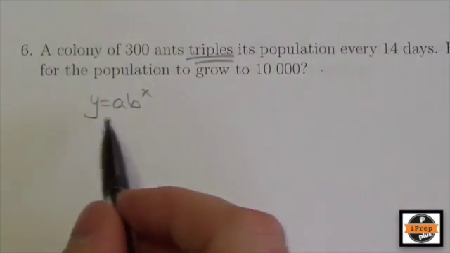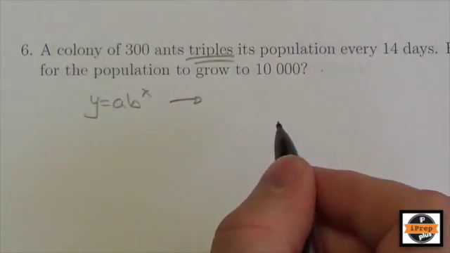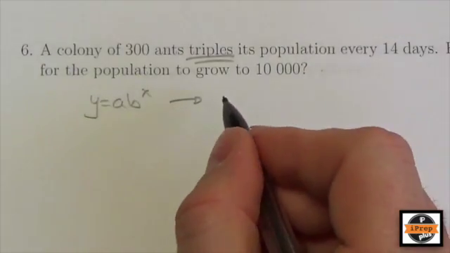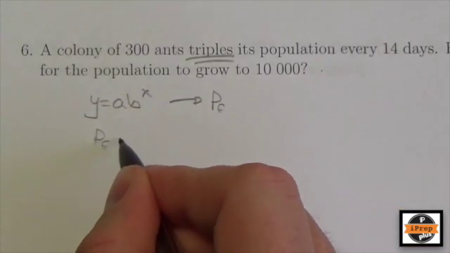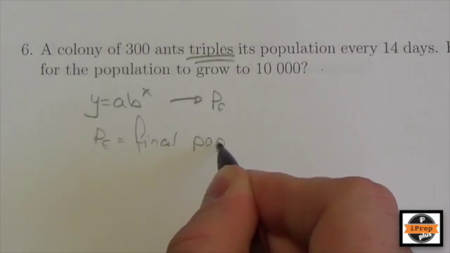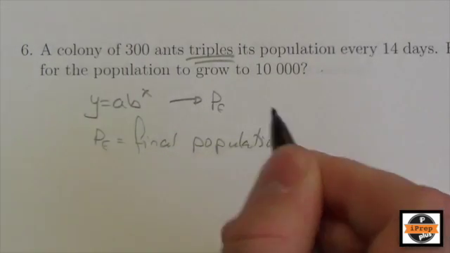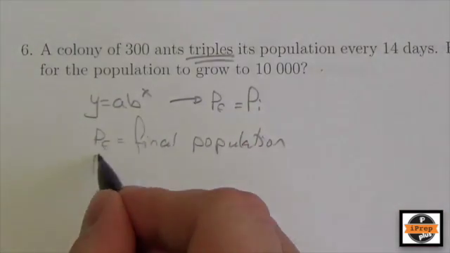So what I'm going to do, like I've done before, is take that function and rewrite it using different variables. I think it's been pretty clear what we're doing here. This is going to be the final population. I think we've seen this enough that the A here is going to represent the initial population.